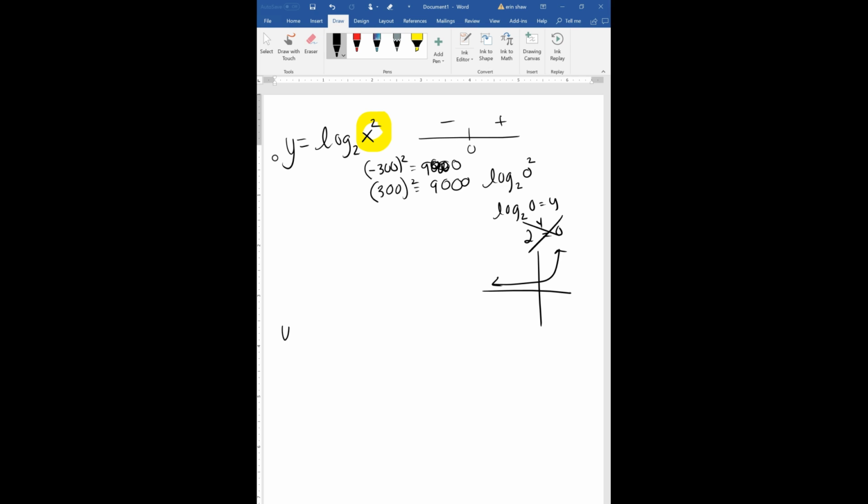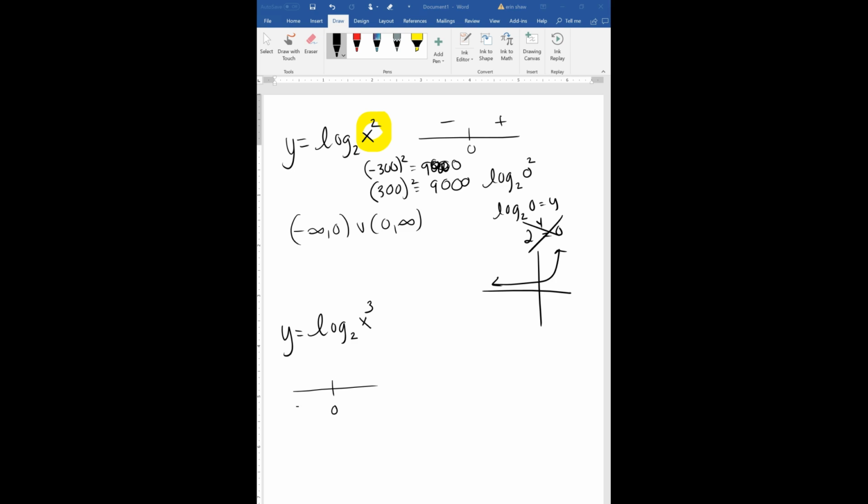So give another one. Y equals log base 2 of x cubed. Let's think about positive and negative numbers again. First of all, 0 will not work. Sorry, let's go back up to this guy. It literally is everything except 0 that's going to work there.